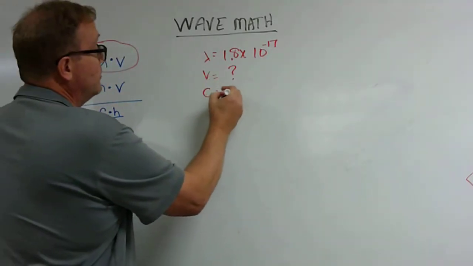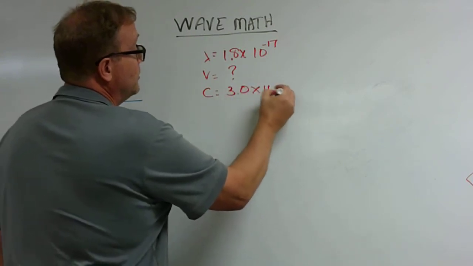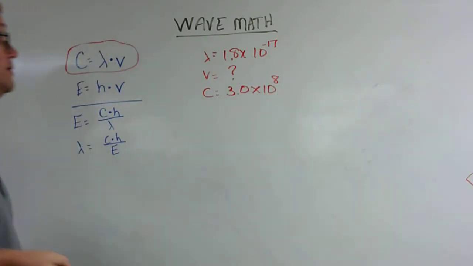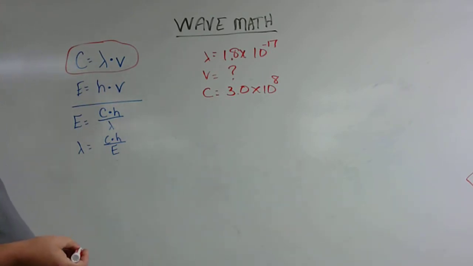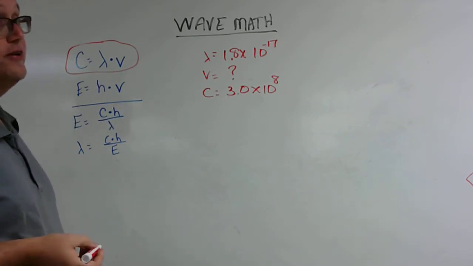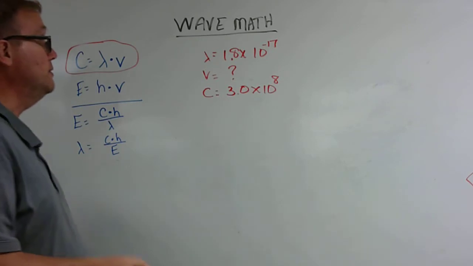You'll notice we have a C. That is actually a constant. It's 3.0 times 10 to the 8th. That would be meters per second. This one would be meters. Again, you don't really have to worry about the units. You just got to make sure you put them in the correct place and actually calculate it.